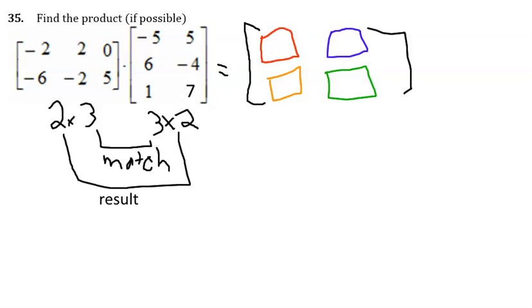So to do that, we want to first multiply the first row by the first column. So that will be -2 times -5 plus 2 times 6 plus 0 times 1. Evaluate that to get 22.